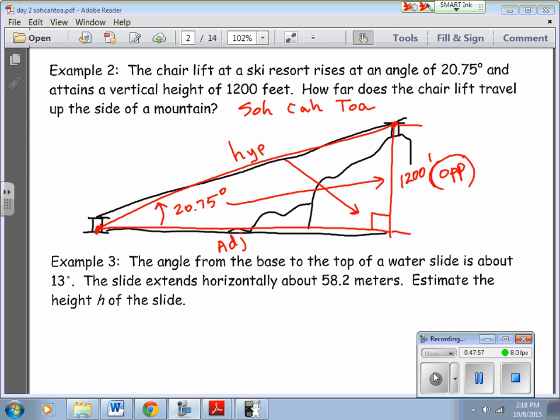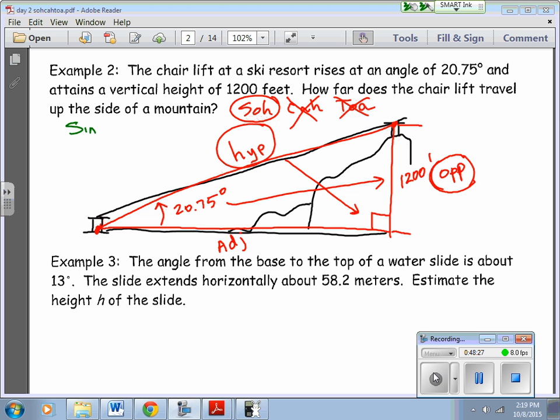So I need hypotenuse and I need opposite in the function. So which one of the three? Sine? Sine has opposite and hypotenuse in it. That's the one you need. You understand we're not going to use cosine? We're not going to use tangent. So we're going to use sine. So go ahead and set up sine.